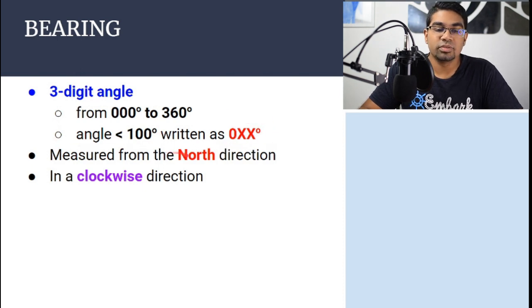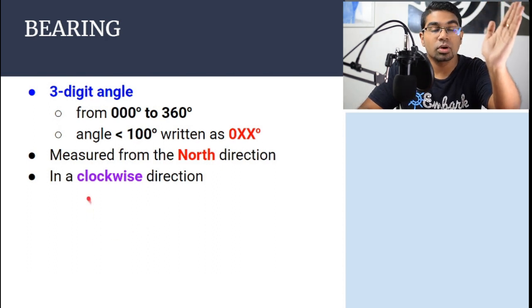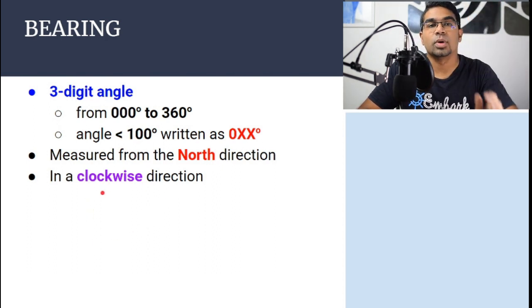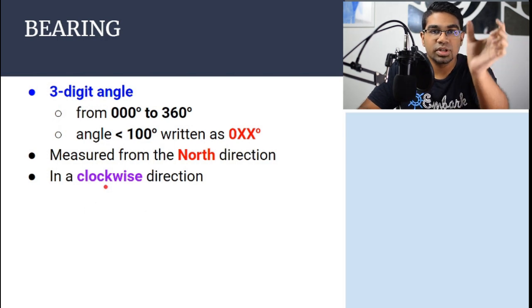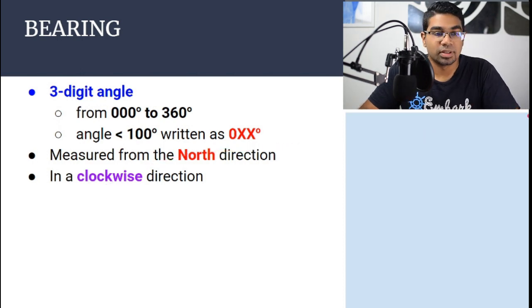And it is measured from the north direction. Just like the angles that we saw just now, we start from the north and we go clockwise. So this is what bearing is. It is just a 3-digit angle that measures the position of one point from another. Let's look at an example.